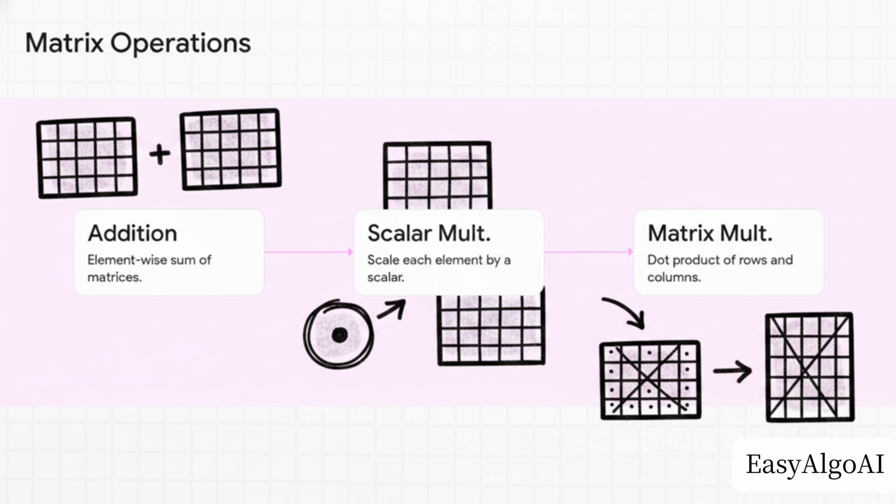Scalar multiplication is also a breeze. You just take every single number in the matrix and multiply it by one specific value, which basically scales your whole data set up or down. But the third rule, matrix multiplication, that's where things get really fun.